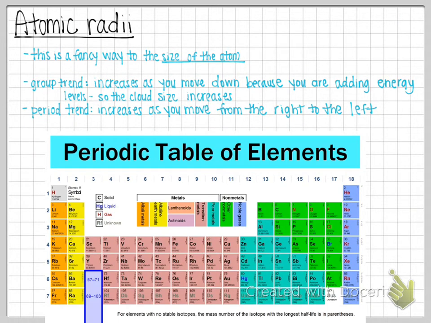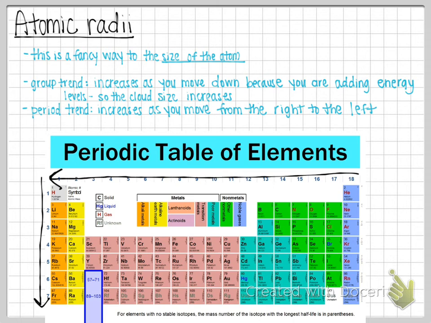The last thing that you need to know about is atomic radii, or the atomic radius of elements. And this is basically just a fancy way to say the size of the atom. The group trend is that the atomic radii increases as you move down because you are adding energy levels, so therefore the electron cloud size is going to increase. The period trend is that it increases as you move from right to left. So it gets bigger as you move from right to left.